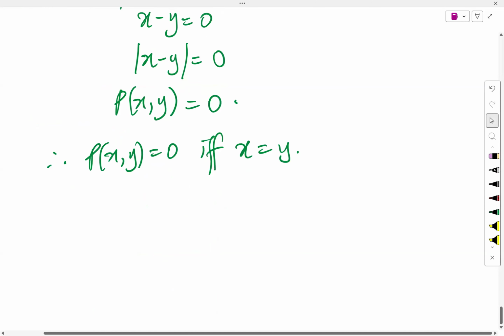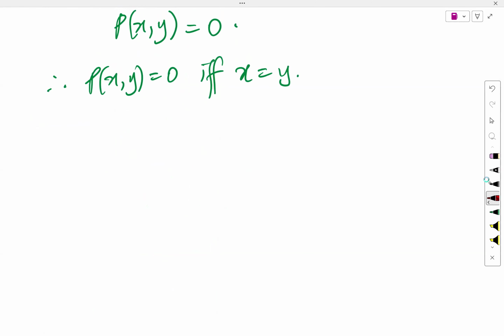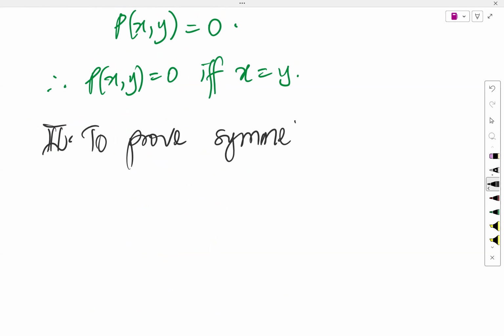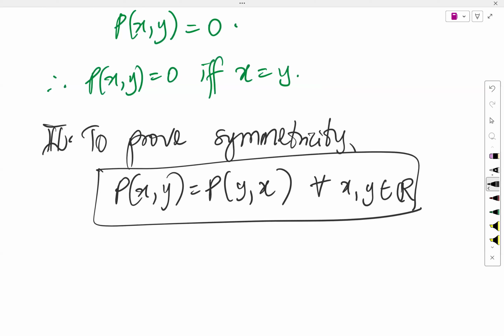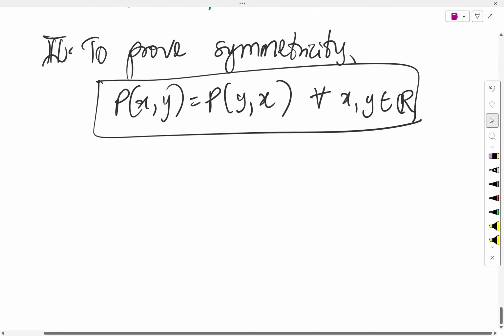Okay, so let's go to the next thing you have to prove. Number 3, you want to prove symmetry, or if you like, you can call it symmetricity. And what does that say? It simply means that P of xy is equal to P of yx, for all x and y belonging to the real number system.